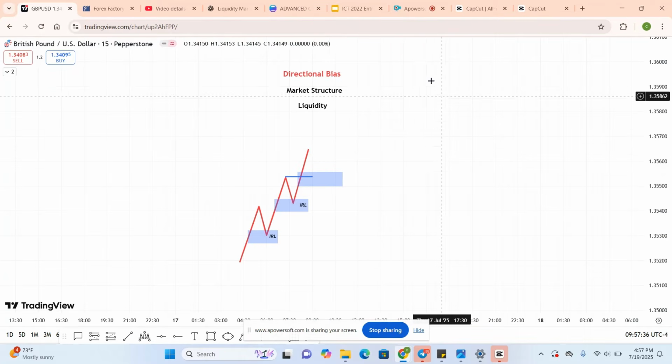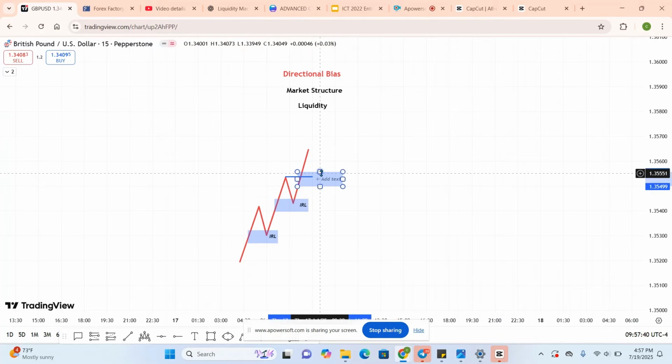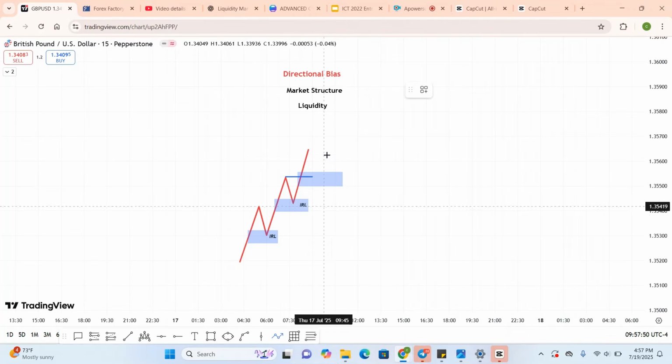If this is a weekly structure and we've marked our internal range liquidity here, our narrative at this point is that the market is bullish. However, we are at a point where the market might retrace to this internal range liquidity, and this might even take 2 weeks. So you have two bearish weekly candlesticks that will retrace to this internal range liquidity.